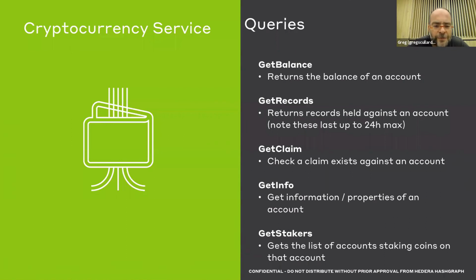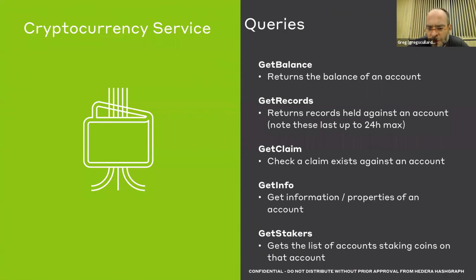Get claim, which I've covered briefly earlier, allows you to check whether a claim exists against a given account. So that takes a claim hash and validates that the hash does exist against an account. Get info gives you all the information or properties of a given account. And get stakers gets you the list of accounts staking coins on that particular account. So I guess that's fairly straightforward too.